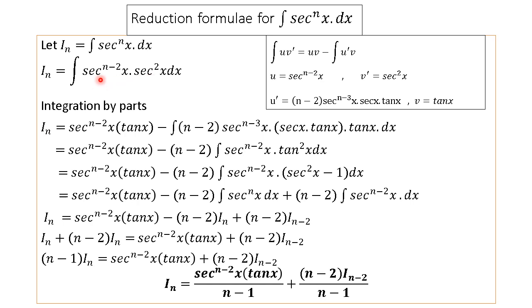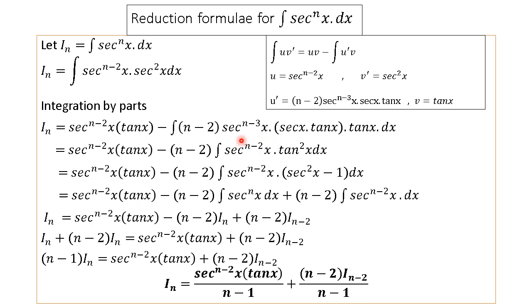So u is equal to secant to the power n minus 2 x and v dash is equal to secant square x. This one is u into v dash, which is equal to uv minus integration of u dash v. uv is secant to the power n minus 2 x into tan x, minus integration of u dash, which is n minus 2 into secant to the power n minus 3 x into secant x into tan x, and v is tan x.